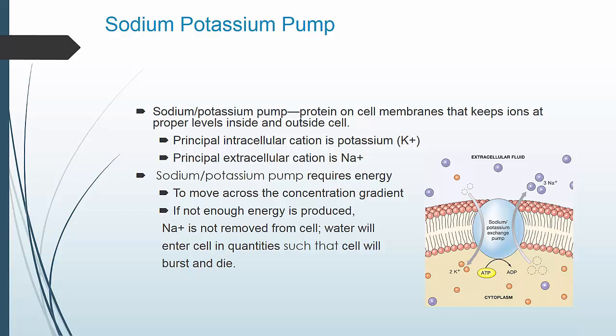Problem with that is if sodium doesn't leave the cell, water is going to keep coming in because it's going to follow the salt, and it's going to come in quantities that are going to make the cell burst, which causes lysis, L-Y-S-I-S, which is cellular death. The pump is going to move 3 sodiums out of the cell for every 2 potassiums that move into the cell. So this difference in the concentration of these ions creates a negative electrical charge inside the cell that creates a membrane potential. The sodium-potassium pump requires energy to move this sodium, so it's going to require ATP, which we will discuss further.